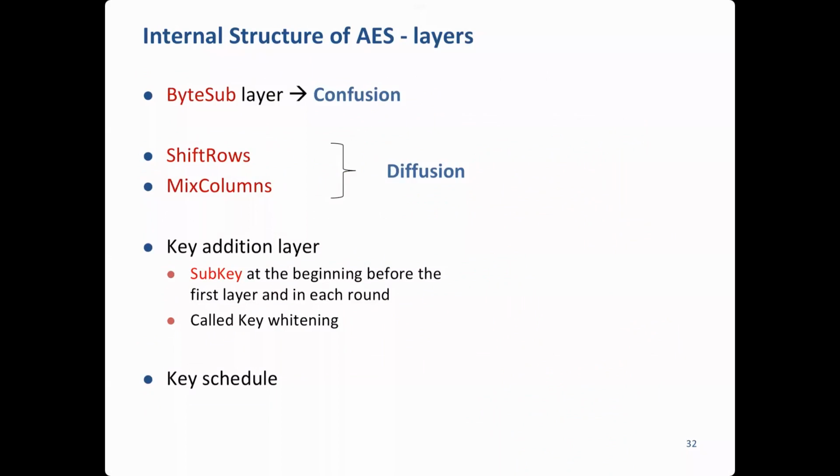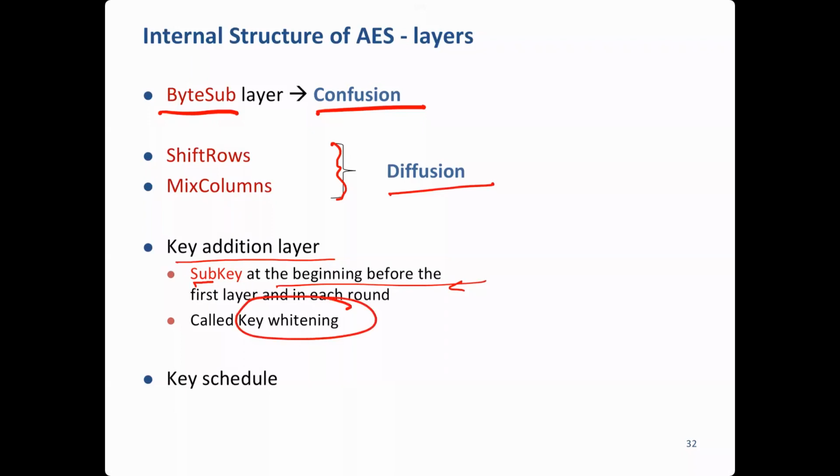Now byte substitution, as we have seen in the case of DES, is for confusion. Shift row and mix columns are for diffusion. And then we have the key addition layer right in the beginning. This we also call key whitening. And we generate subkeys out of the main key, which is the 128-bit key. We keep generating subkeys out of that.